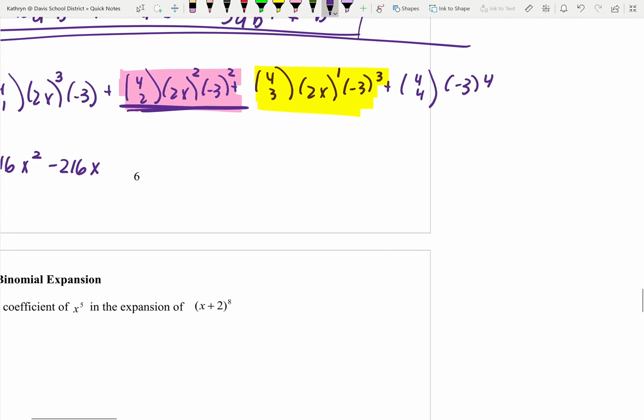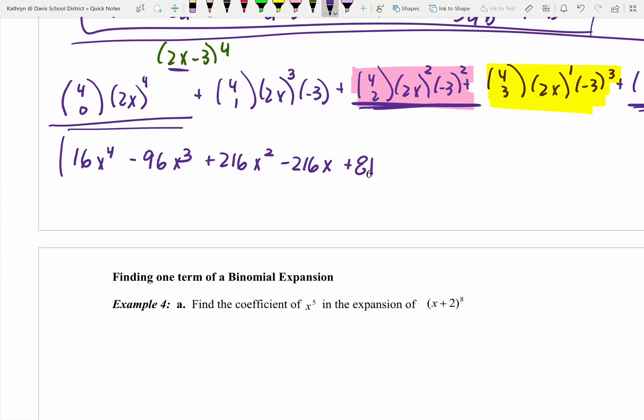Now I'm doing the last guy, which is right here. So I'm going to go 4, PRB, right, enter, 4, enter, times parenthesis, -3, close it off, raise it to the 4th, hit enter, and I get plus 81, and I'm done. If you have a problem on your homework that says to expand fully, that is how I would do it. I would not use Pascal's.